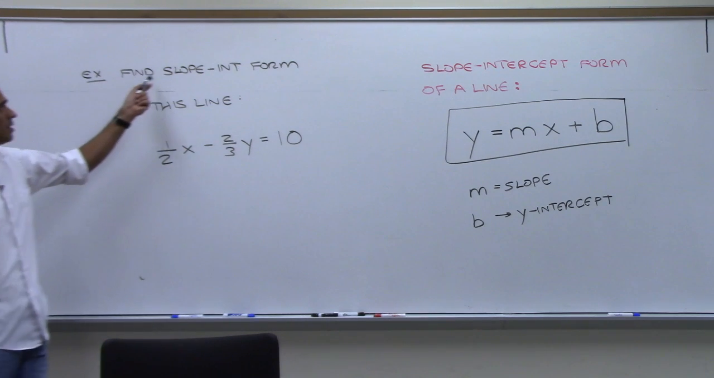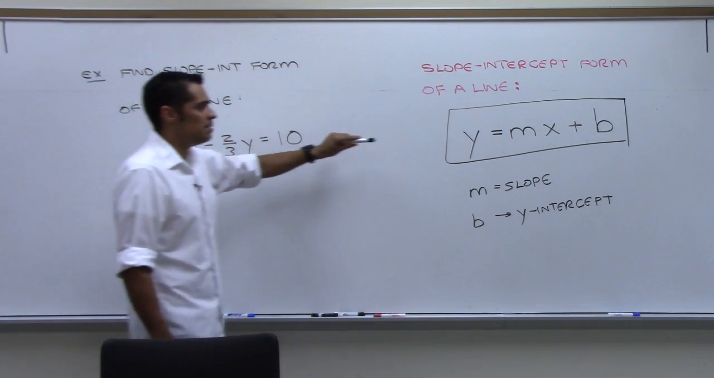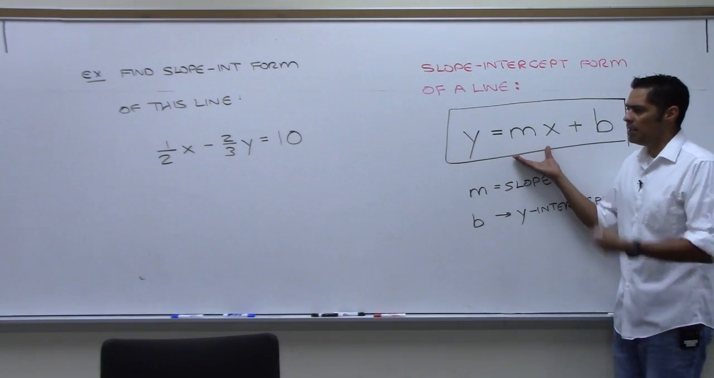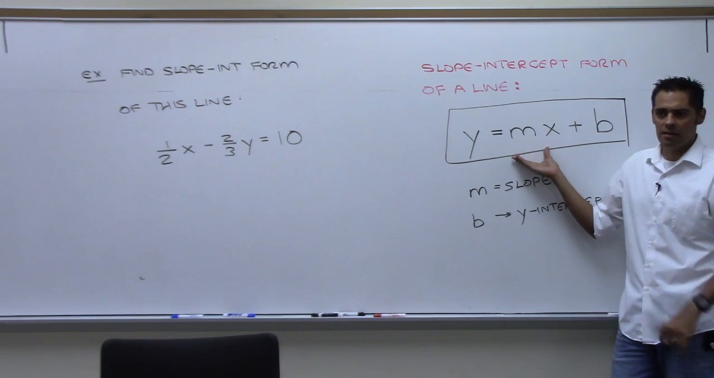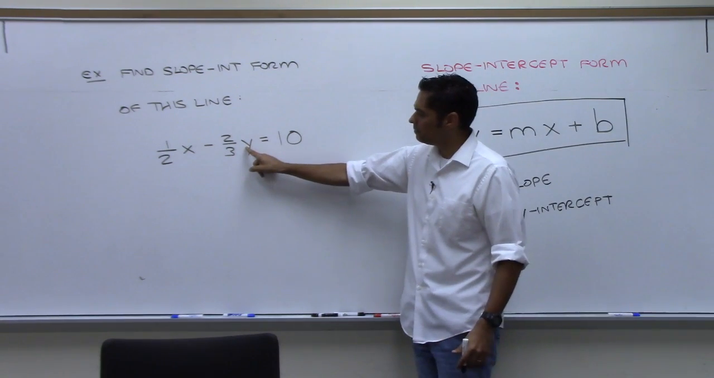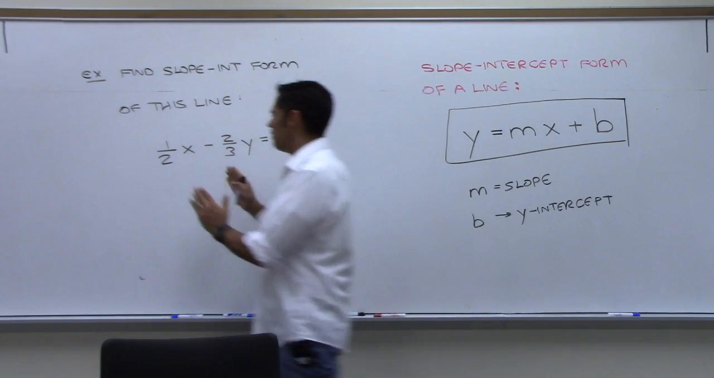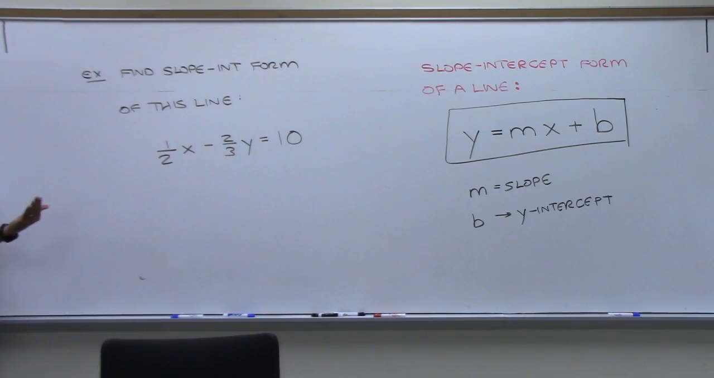So I want you to write this in slope-intercept form. That means you need to make it look like this, which in layman's terms means solve for y. Isolate y by itself on one side of the equation. So can you get this y by itself? How? You're going to take this 1/2 x and you're going to move it to the other side, which means you're going to subtract it on both sides.